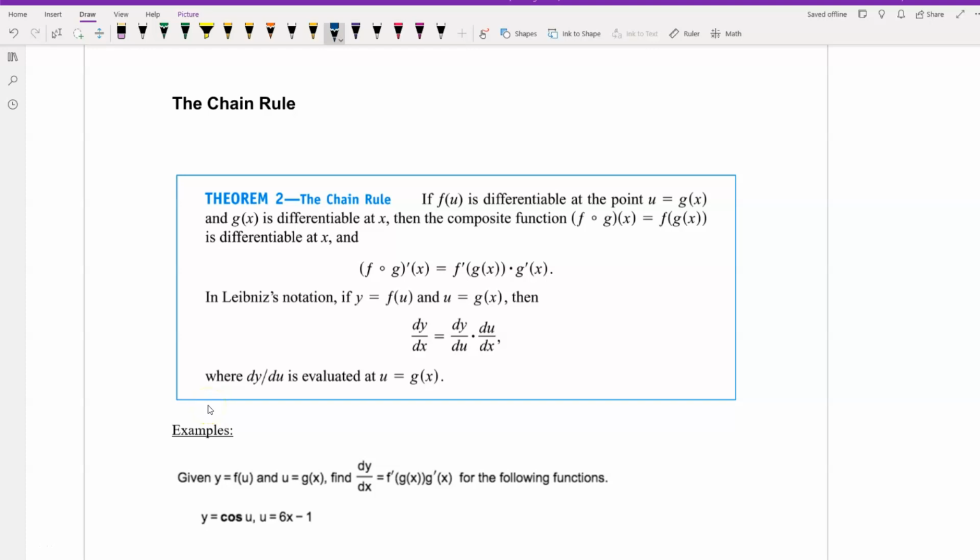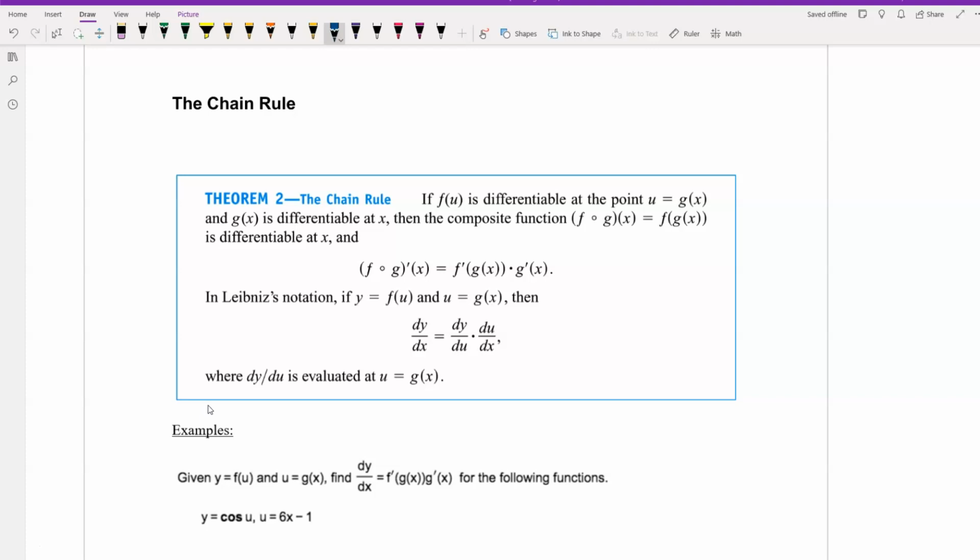Here in the section we have the chain rule, theorem 2, chain rule. If f of u is differentiable at the point u equal to g of x and g of x is differentiable at x, then the composite function f composed with g at x, equal to f of g of x, is differentiable at x, and the derivative of f composed with g at x is equal to f prime of g of x multiplied by g prime of x.